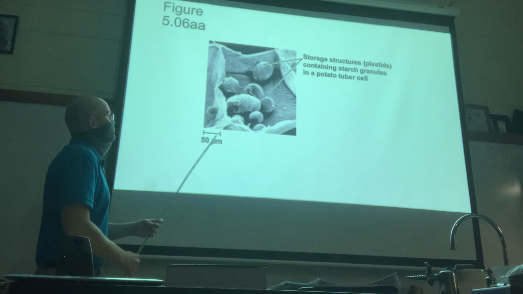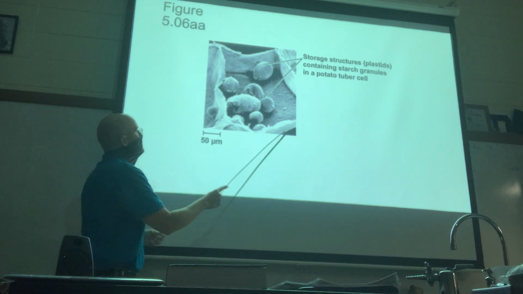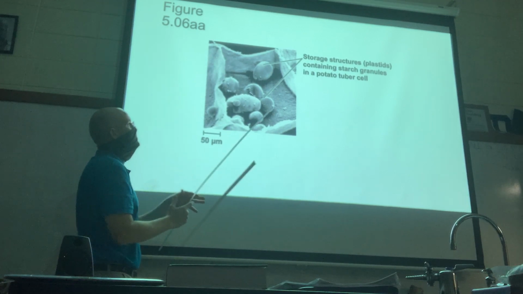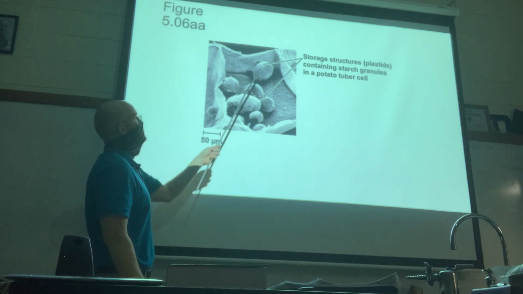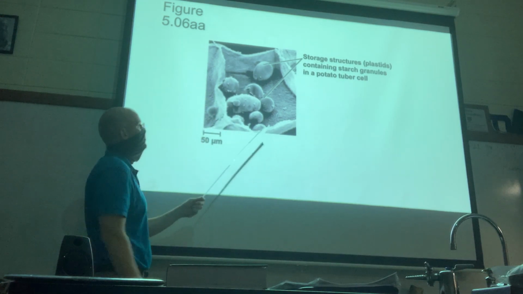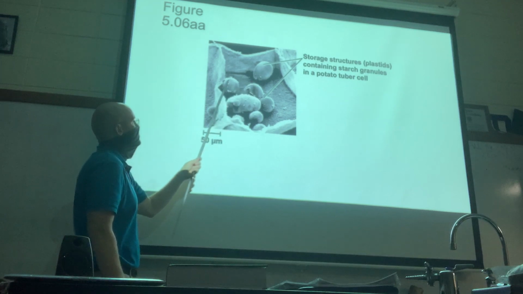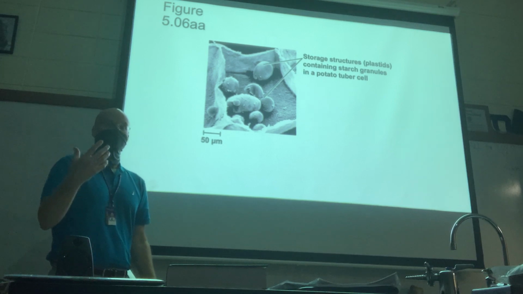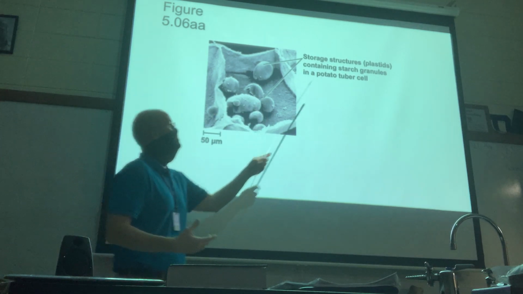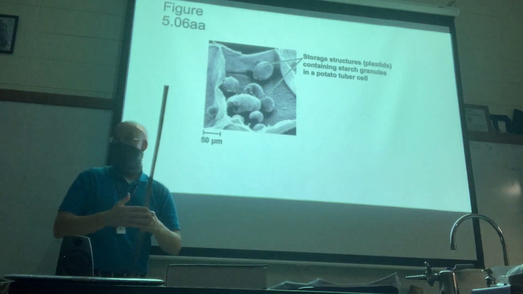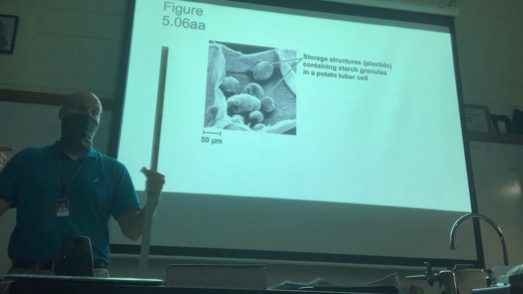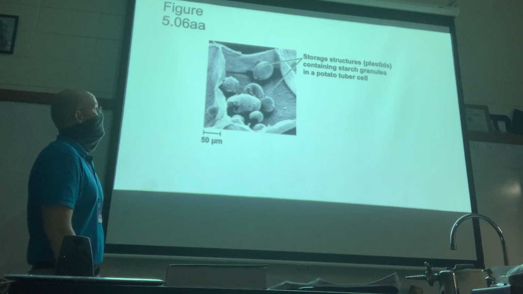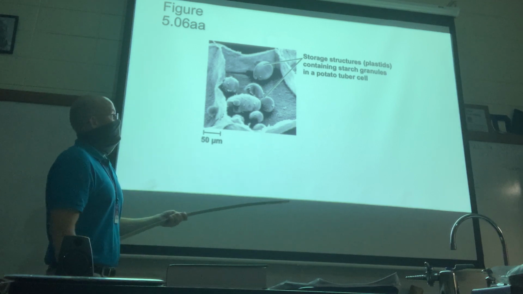So, a few pictures here. This is a plant cell. Plants have a boxier shape to their cells. Inside this potato cell, you can see these little bubbles, and these are structures in the potato cells that hold what we call starch. Starch is a whole bunch of glucose stuck together in a chain that can be thousands of glucose molecules long. Starch is a polysaccharide.